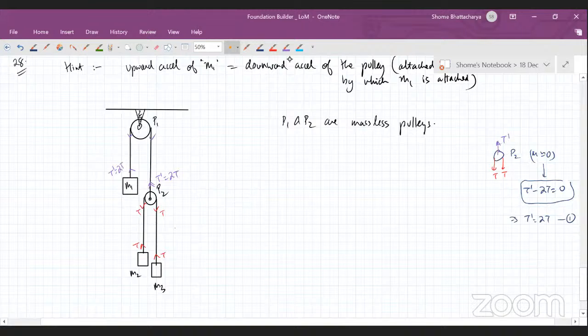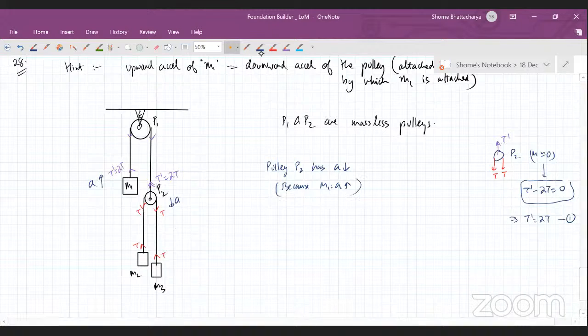Now secondly, if this particular block here is having an upward acceleration of A, then the pulley P2 will have the same downward acceleration A. So pulley P2 has acceleration A downwards because block M1 is having acceleration A upwards.